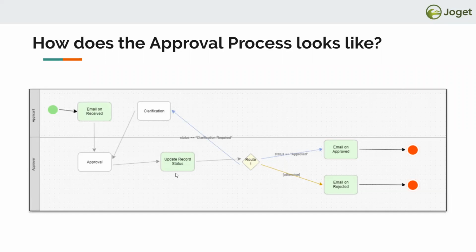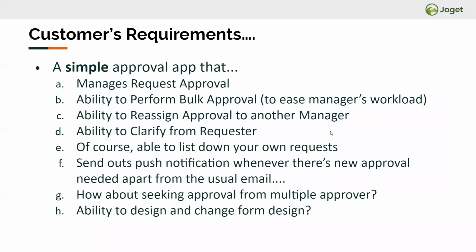So here come the requirements. What if we would like to create an application based on the process design that you have just seen earlier? How can we enhance it? Point A, to manage request approval, we can already do that. In the first iteration, Justin created a CRUD entity to take care of records and requests, and combined with the process design earlier, we are able to orchestrate and provision an approval process.